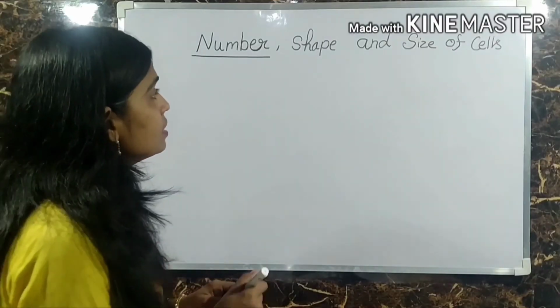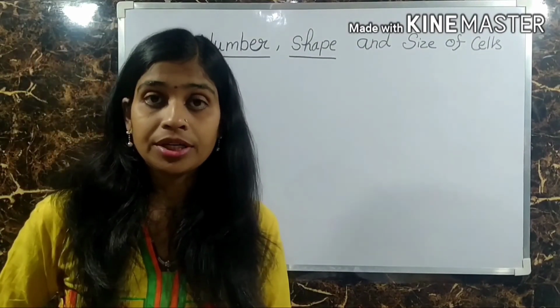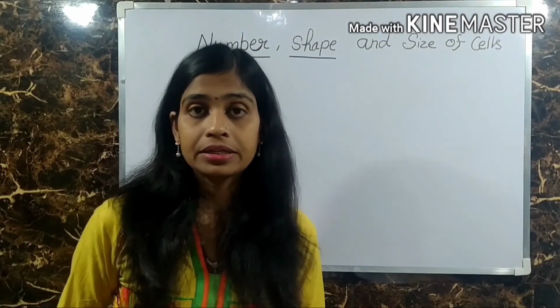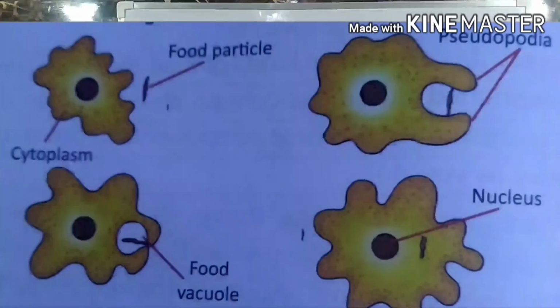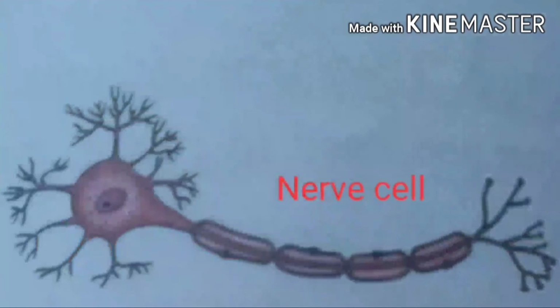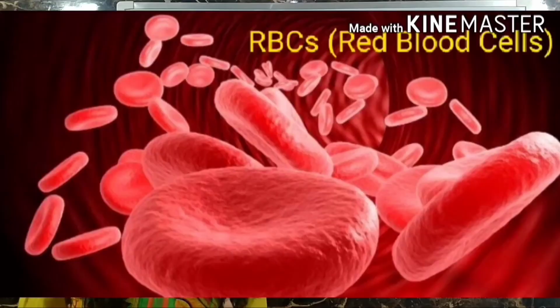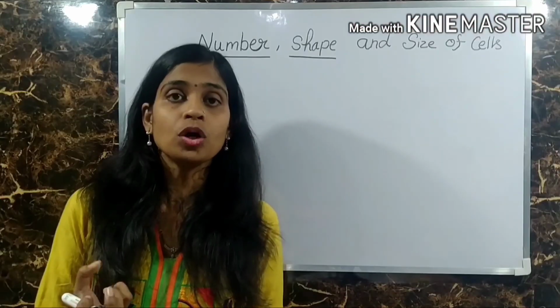Now the shape of cells. Children, the shape of cells may be of different types. It is irregular in amoeba. It can be spindle shaped in muscle cells. It can be star shaped in nerve cells. It can be oval shaped as in the egg cell. It can be concave in RBCs. The RBCs are concave to enlarge the surface area to hold more hemoglobin.